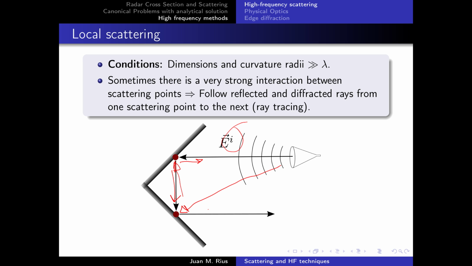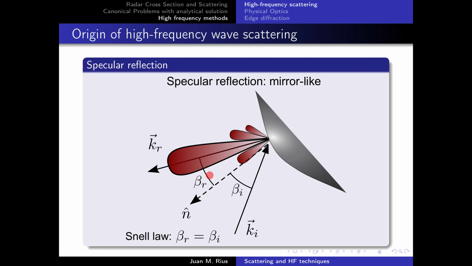And it doesn't break the assumption of local scattering if you consider these multiple interactions just as a new or additional incident field on every point of the target. There are many kinds of scattering phenomena.